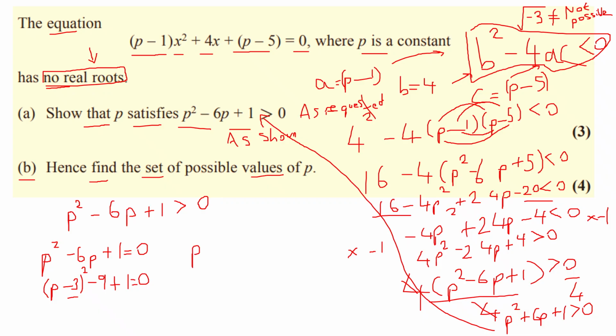So we're going to have (p minus 3) all squared. Minus 9 plus 1 is minus 8, but when I add it to the other side, that becomes plus 8. Then we have p minus 3 is equal to plus or minus the square root of 8. Adding 3 to both sides, we get p is equal to 3 plus or minus root 8.